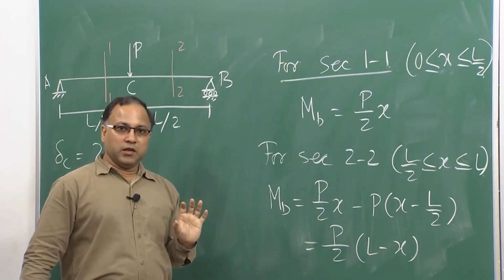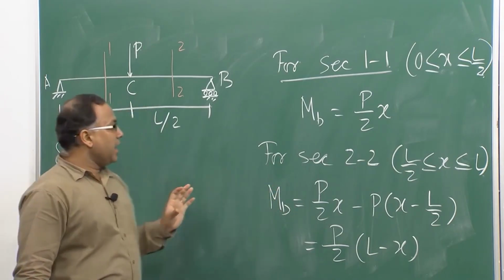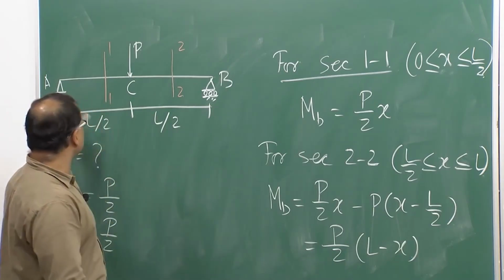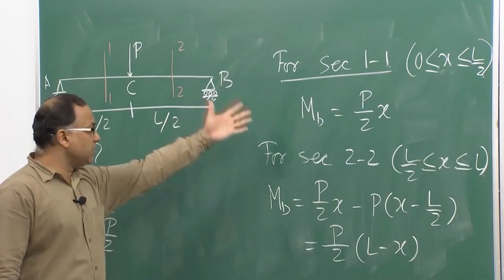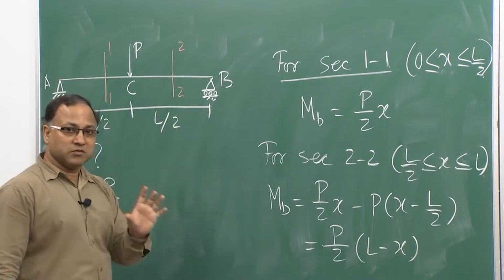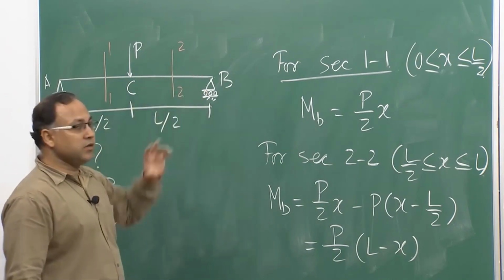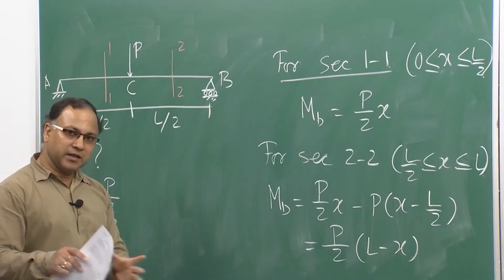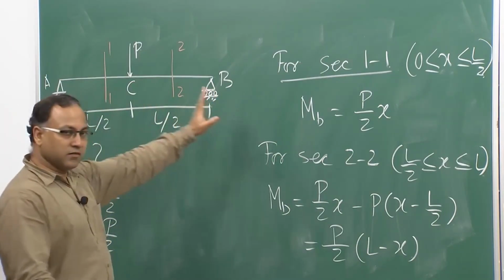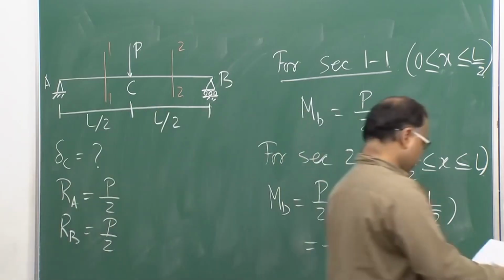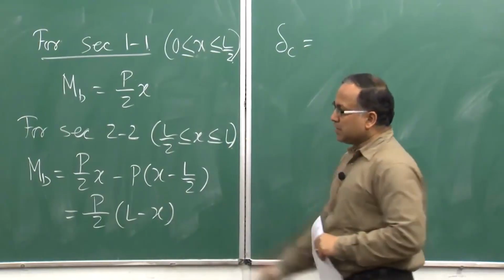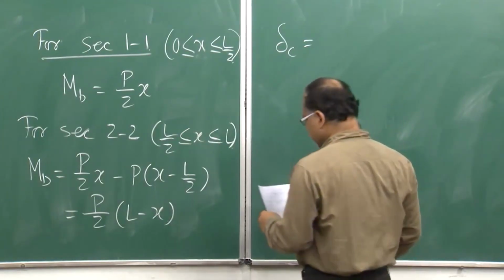So, this is the expression of bending moment for section 1, and this is the expression for bending moment for section 2. Now, I want to find the strain energy for section 1, which I can find because the bending moment is known to me. I can find the strain energy for section 2, that means this part from C to B, and then if I add them together that will give me the total strain energy of the whole system from A to B. So, now your delta C, that is our objective.